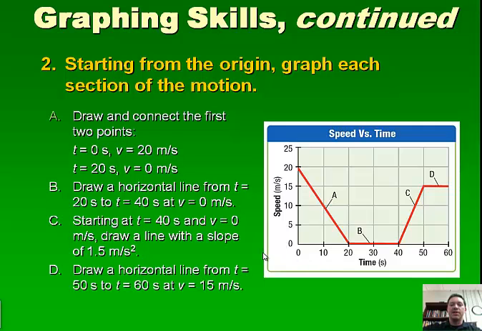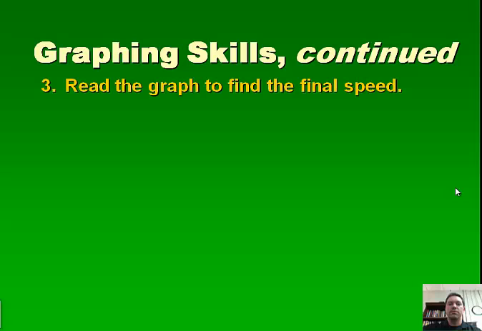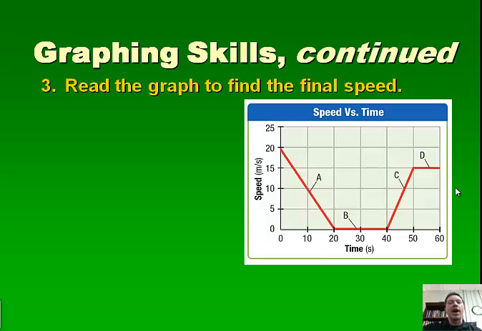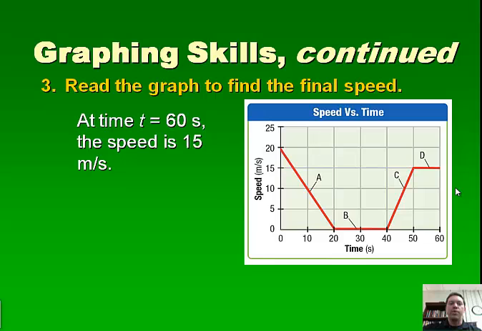And then our last part is to draw a horizontal line from time 50 seconds to 60 seconds at a velocity of 15 meters per second. So if we look at the graph, we can read it and figure out what our speed is at 60 seconds, and it's 15 meters per second, just going across to the y-axis.